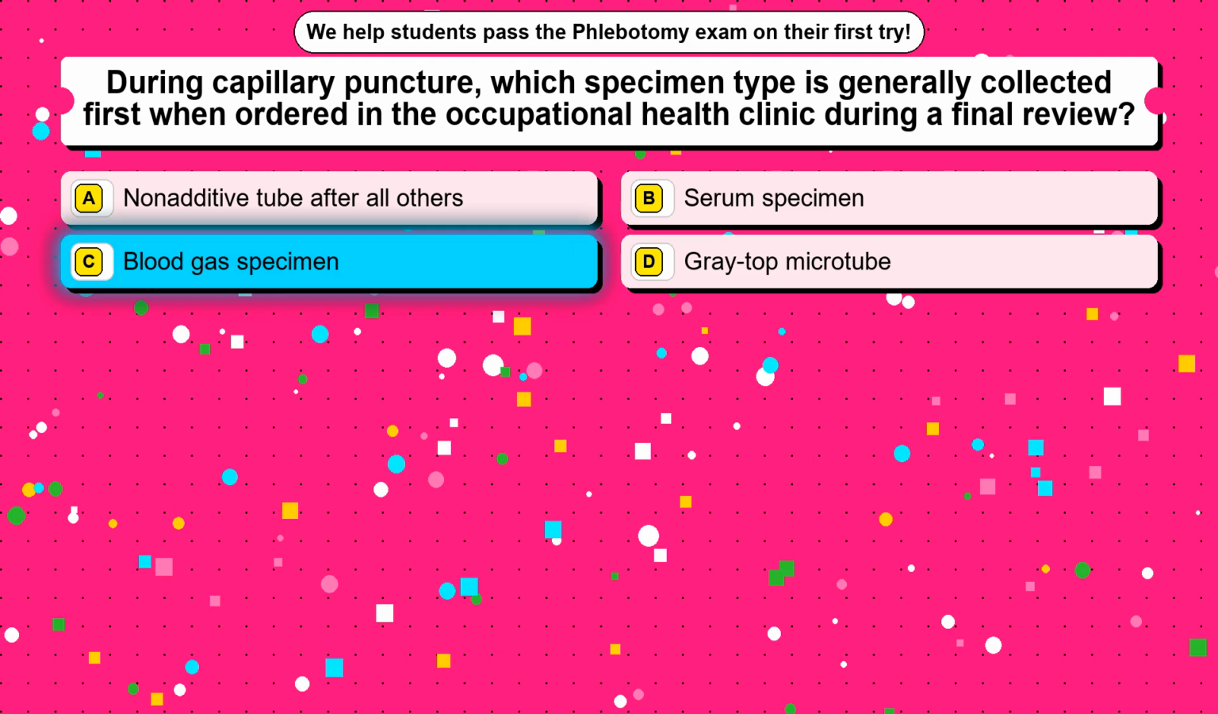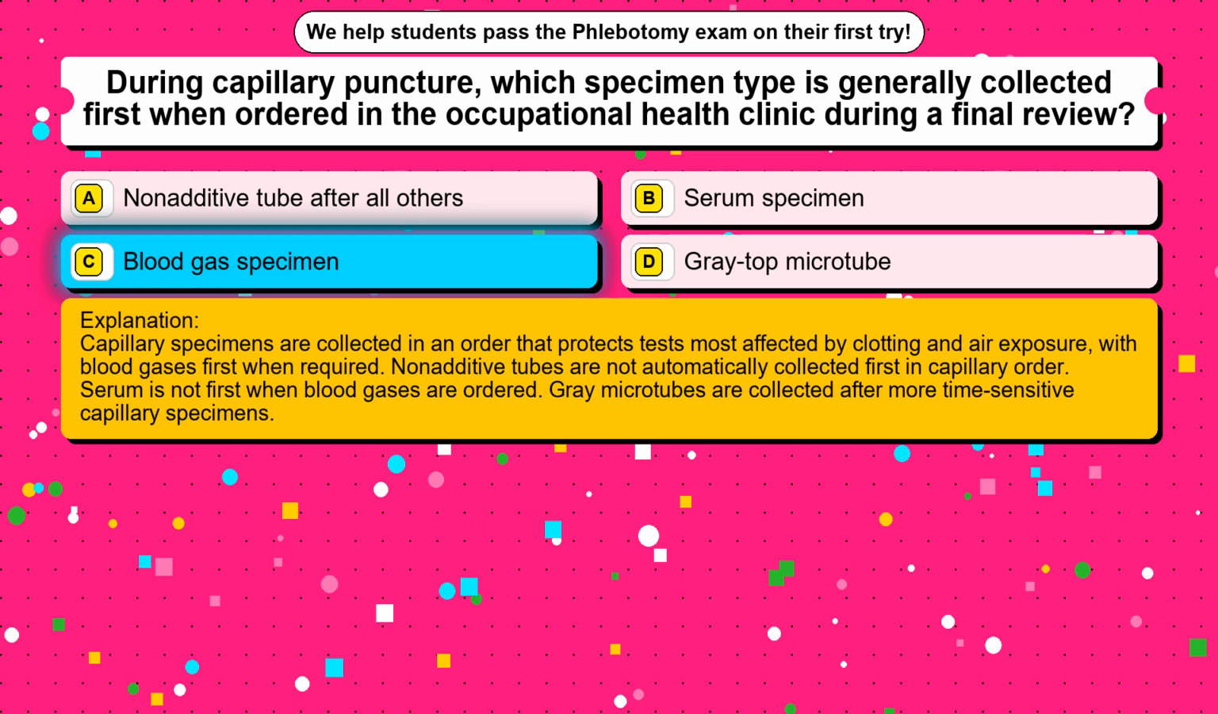The correct answer is option C, blood gas specimen. Capillary specimens are collected in an order that protects tests most affected by clotting and air exposure, with blood gases first when required. Non-additive tubes are not automatically collected first in capillary order. Serum is not first when blood gases are ordered. Gray microtubes are collected after more time-sensitive capillary specimens.